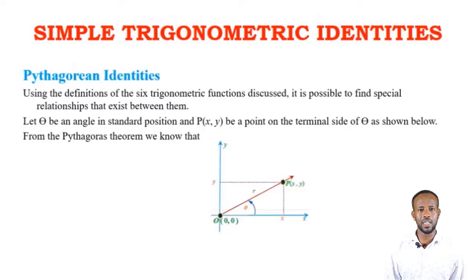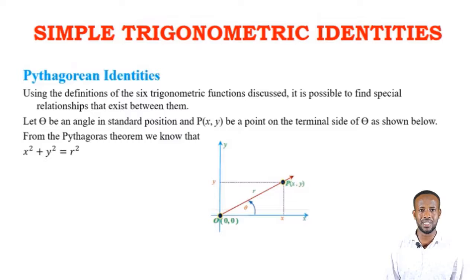Very good. That the legs of the triangle, if we square them, will add up to the hypotenuse squared, isn't it? Adjacent squared plus opposite squared is equal to hypotenuse squared. That is the Pythagoras theorem. In here, what is adjacent for us? It is x. What is opposite? It is y for us. And the hypotenuse is r. So we have x squared plus y squared is equal to r squared.